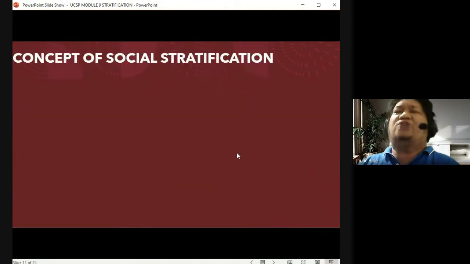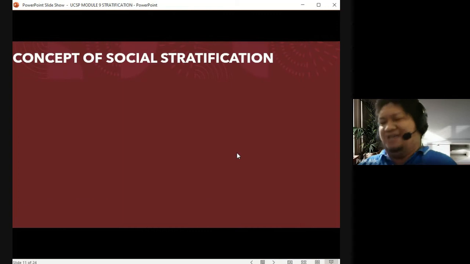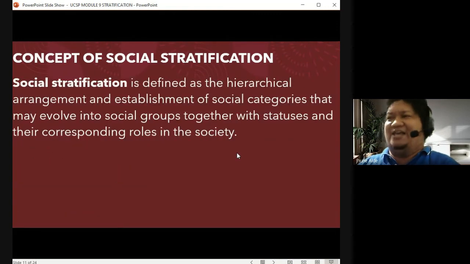So we are going to talk about the concept of social stratification. When we say social stratification, this is defined as the hierarchical arrangement and establishment of social categories that may evolve into social groups, together with statuses and their corresponding roles in the society. So if I ask you now, what is your role in the society? Or what is your role in your family? If you talk about it, then we are talking about stratification.